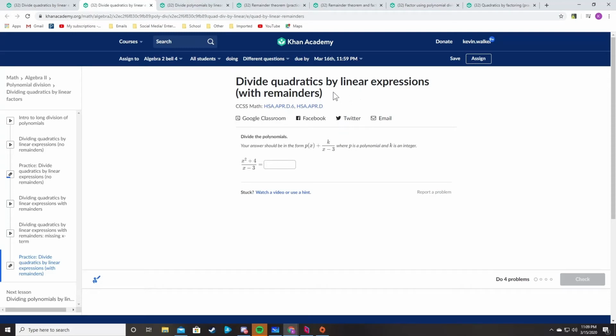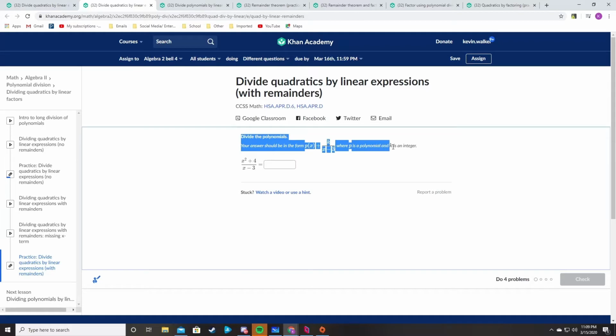Remainders. So we have in our problem here, x squared plus 4, and we're dividing that by x minus 3. Now, what's going to happen is we're going to have to change up how we write up our remainders, and we're going to make sure we pay attention to the directions. I know you guys don't necessarily always read the directions, so here's the directions right here, okay? It says that your answer should be in the form of p of x plus k over x minus 3, where p is the polynomial and k is an integer.